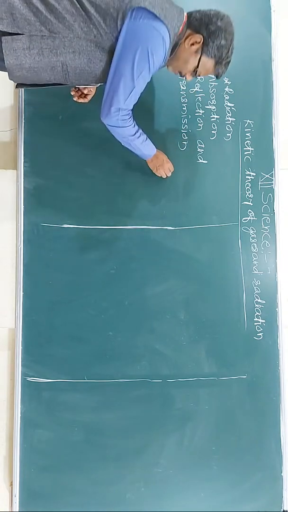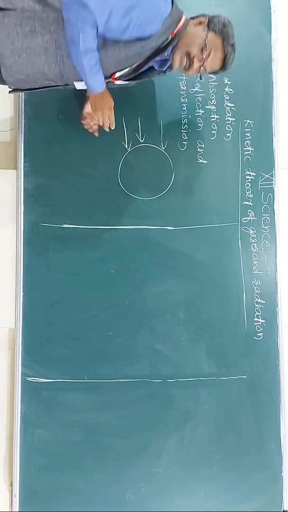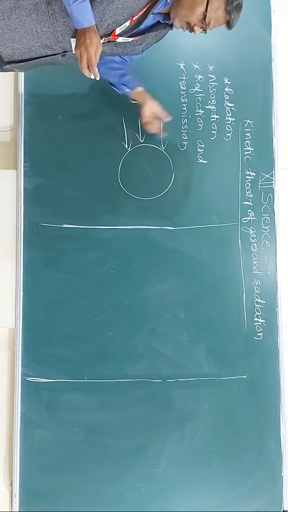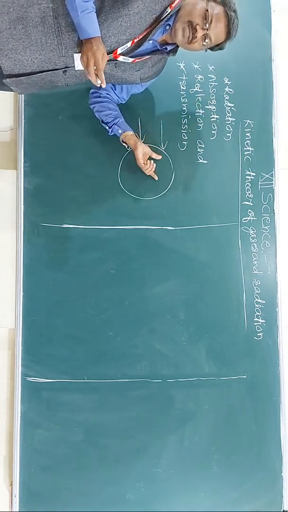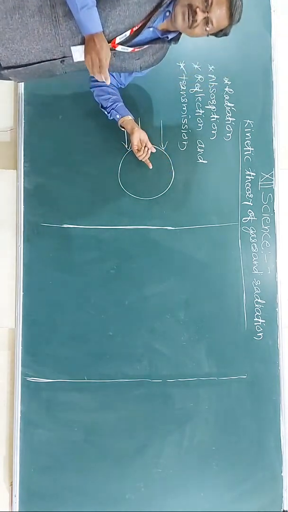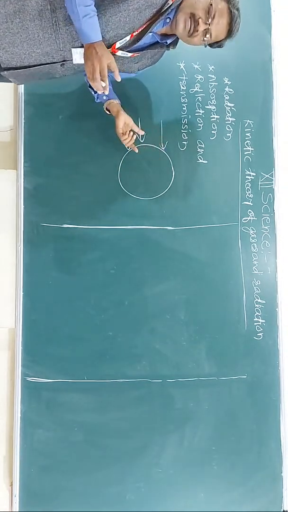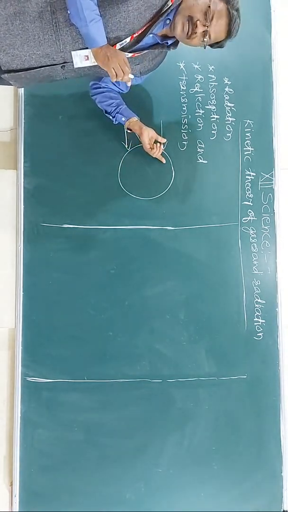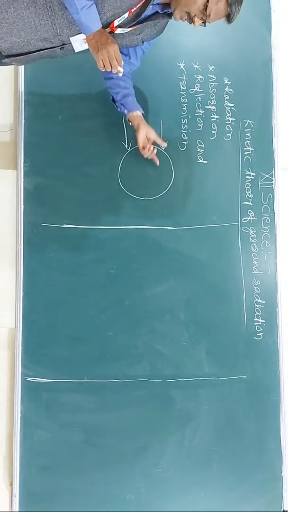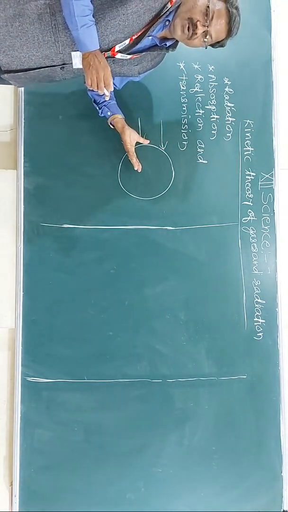Now when radiant energy is incident on the body, this thermal radiation or thermal energy is incident on the body. We can say this is radiant heat incident on the body, because the body radiates this heat. That's why it is also called radiant heat. Now thermal energy, when it is incident on the body, partly it is absorbed by the body.